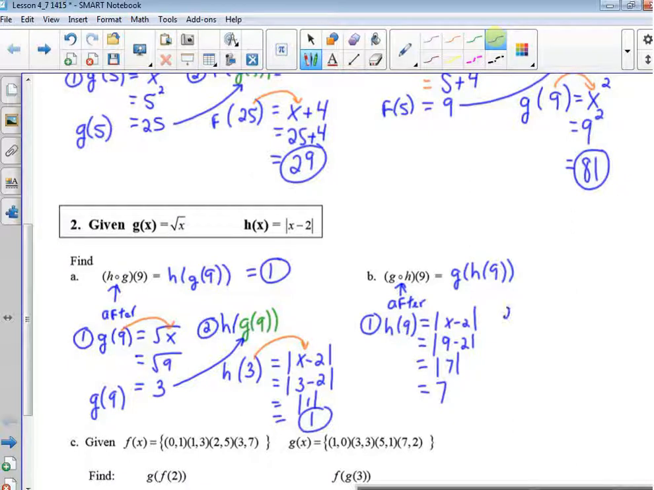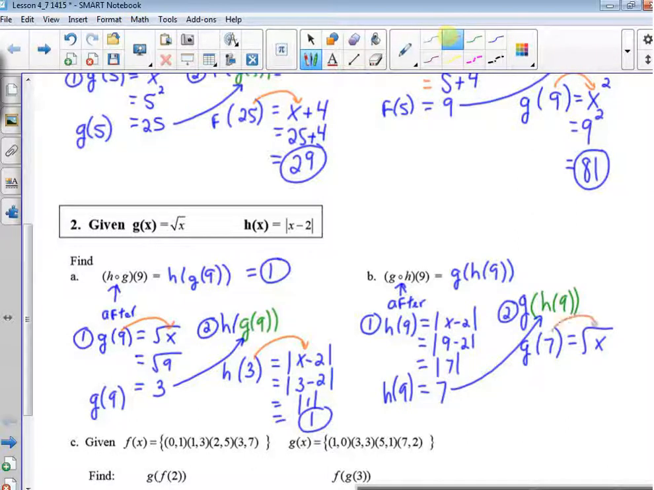And I would like to find g of h of 9. But h of 9 is equal to 7. So we're going to replace h of 9 with 7. So I'm really finding g of 7. The g rule is the square root of x. And I'm going to then plug 7 in for x. And so my final answer is the square root of 7.